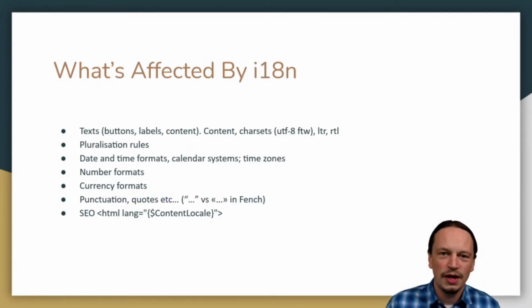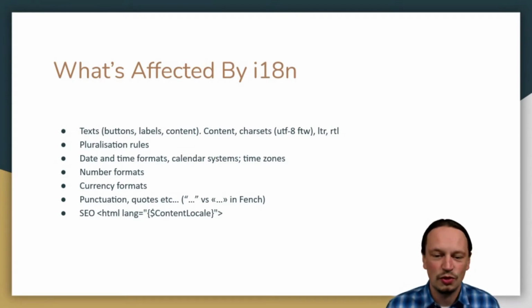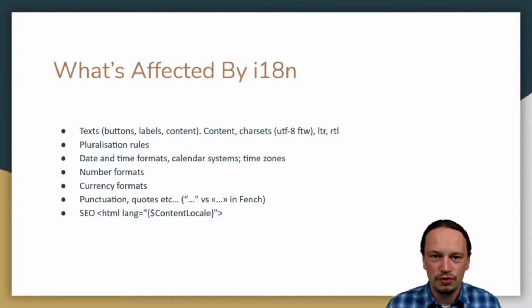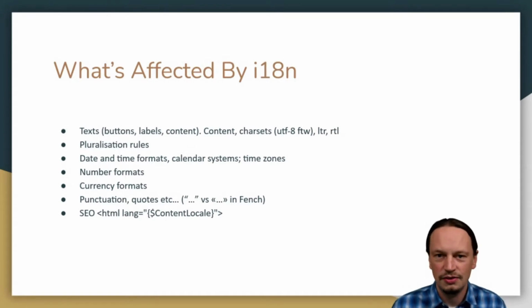So when you want to make your software or your website international, what are all the topics you have to think about? The first topic is text, content. Of course, the static text in your templates like buttons, labels, any other content there, and then the dynamic content. Also the character sets, which became very easy now with UTF-8. But I remember times when it was really difficult to switch from German, from this Central European character set, to an East European character set.